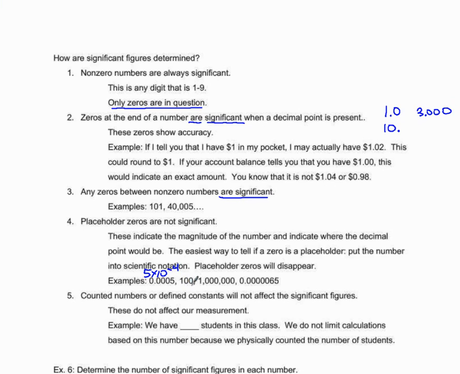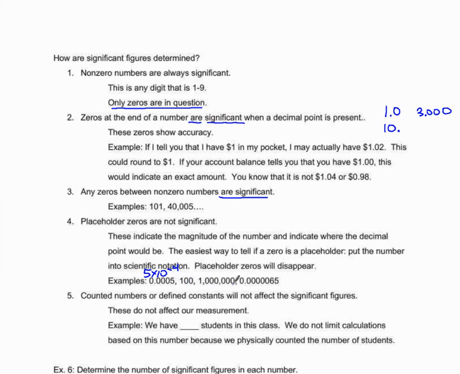Here we have 100. 100 without a decimal. These are not significant. These zeros are just showing me the size of the number. If it was 100 with a decimal, it would fit into rule number 2, and it would be all significant, both of those zeros. But it's not. This is just a 1 with 2 zeros and no decimal place. So these zeros are not significant.